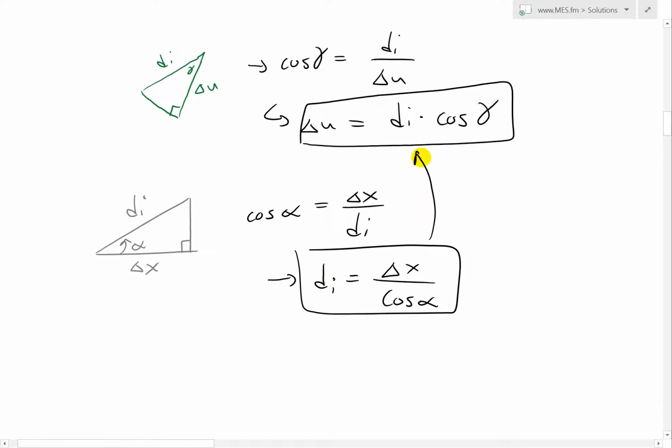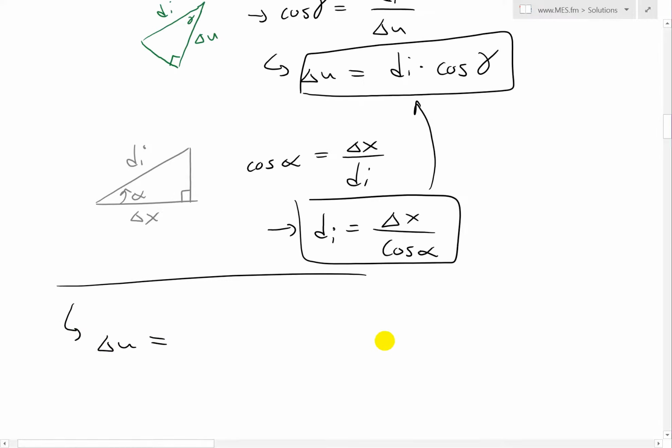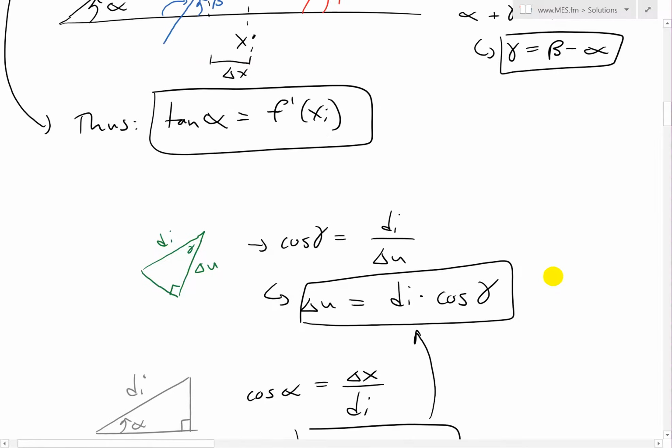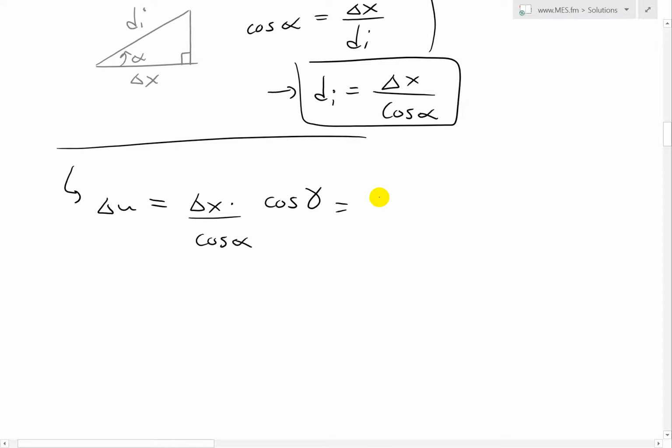Now we can just plug this inside. So delta U is finally equal to delta x times, and this is cosine alpha. And this one right here is cosine theta, where theta is just equal to this. So this equals delta x times cosine of beta minus alpha, divided by cosine alpha.